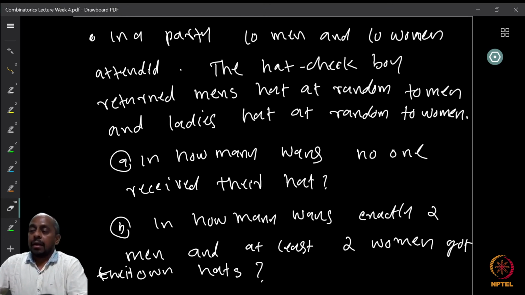Similarly, for the ladies' hats he gives only to ladies, but that is also at random. So from the ladies' hats in one stand, he'll pick one at random and give it to one of the ladies who is going out. This way he gives the hats. Then the question is: in how many ways does no one receive their own hat? And in how many ways do exactly two men and at least two women get their own hats? So these are the questions.